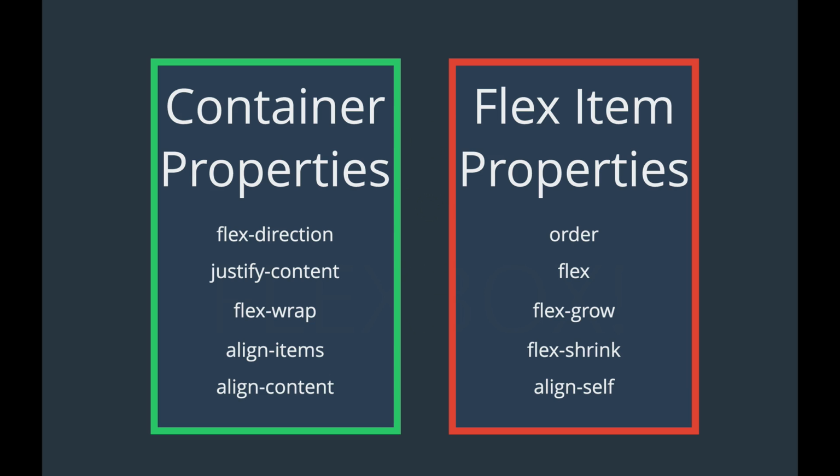I did mention that there are quite a few properties, and their naming is not always that intuitive. I'll tell you the 2 I get tripped up on all the time once we get there. There are 2 groups of properties. There are container properties and then flex item properties. We're going to ignore the right-hand side for now and just talk about the left, container properties.